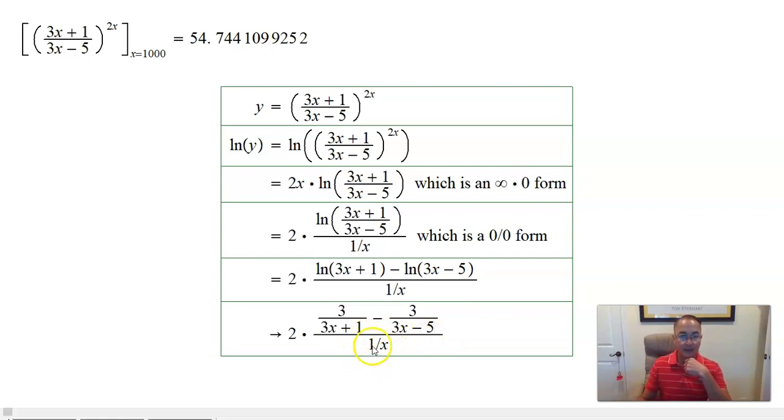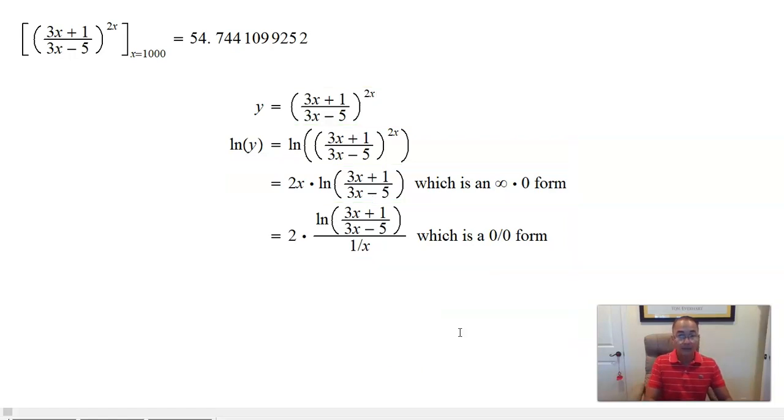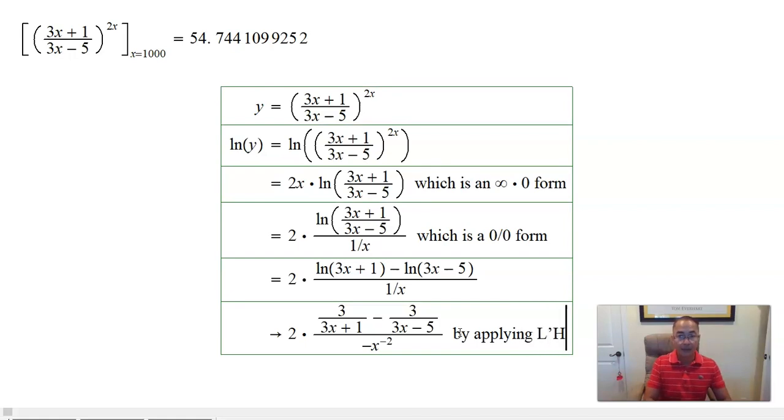Now this is our main denominator, so we need the power rule. What is the derivative of 1 over x? That's the same as x to the minus 1. You drop the minus 1 down, and then subtract 1 from minus 1. Minus 1 minus 1 is minus 2, not 0. So we have negative x to the power negative 2. Let me just annotate here that we're applying L'Hopital's rule.